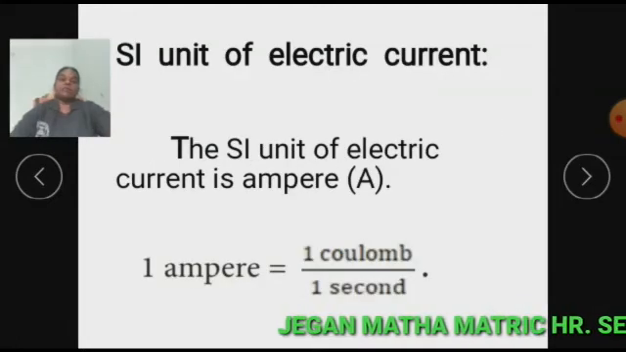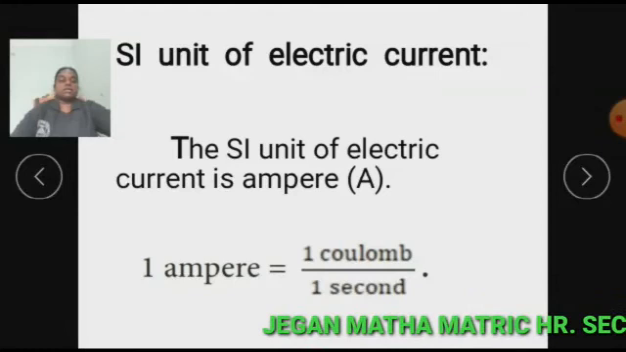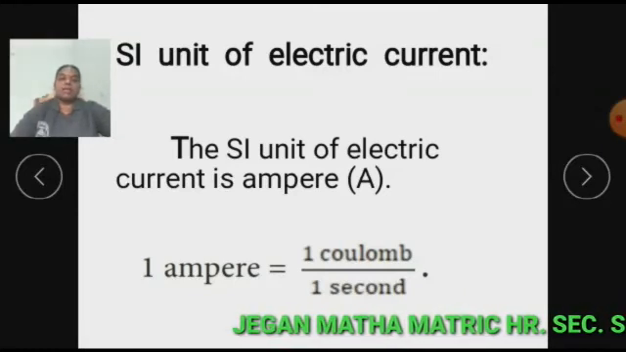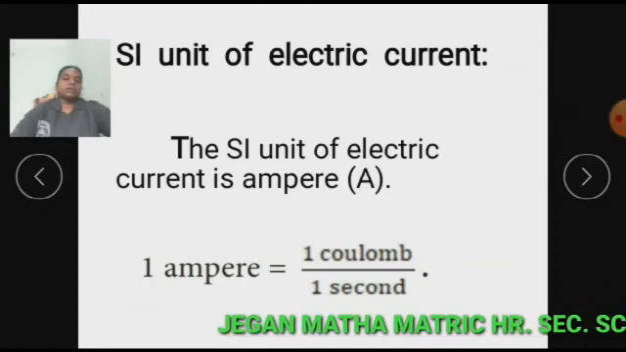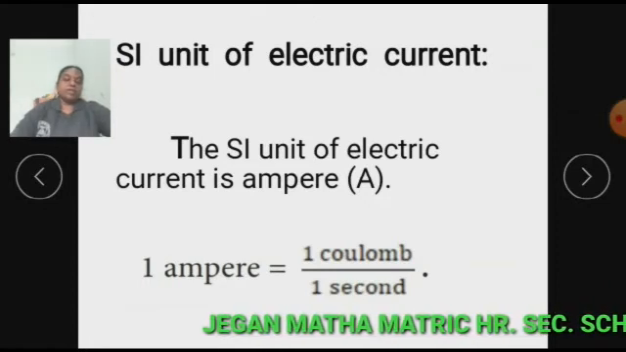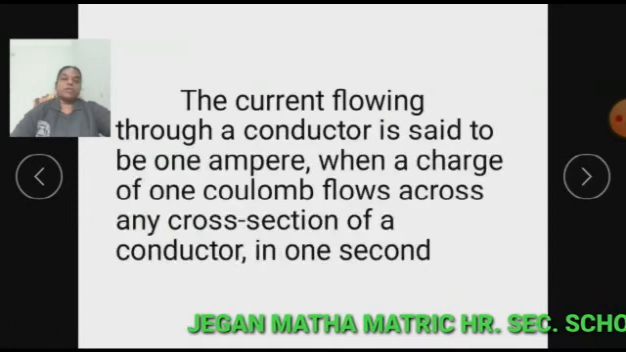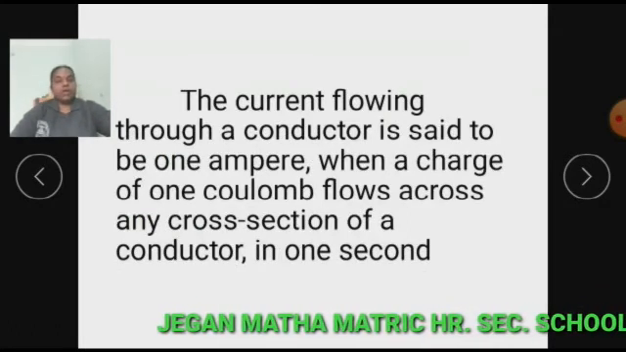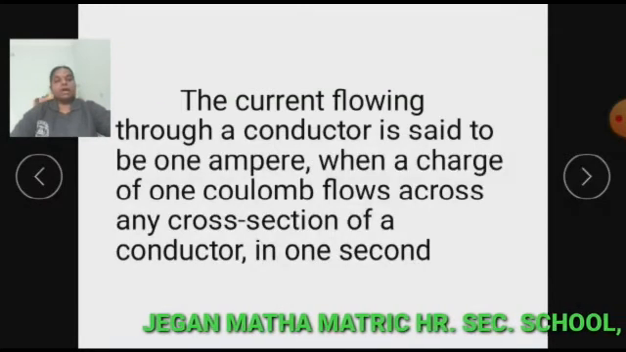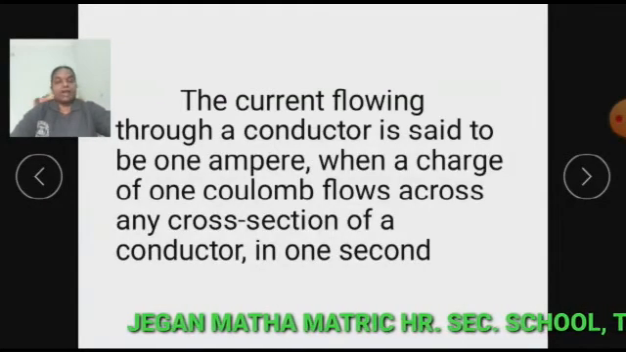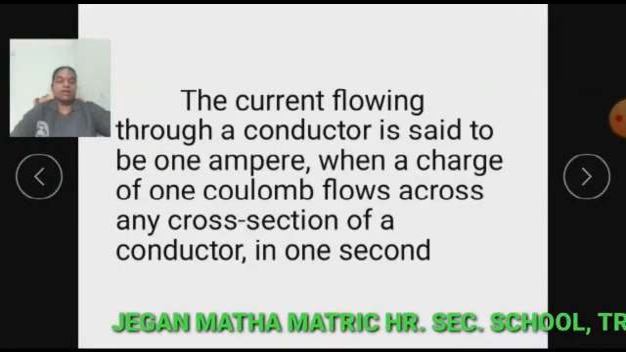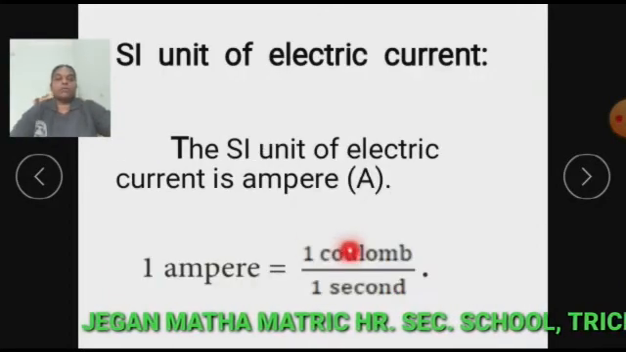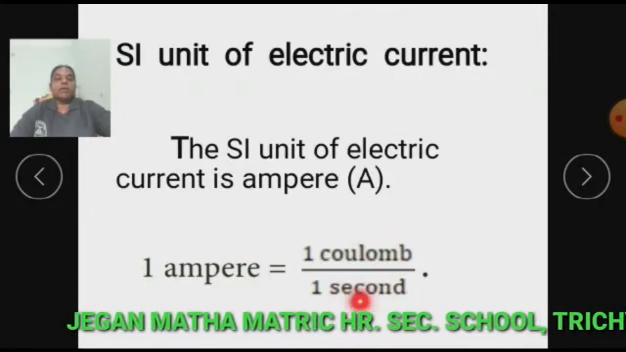SI unit of electric current. The SI unit of electric current is ampere, A. The current flowing through a conductor is said to be 1 ampere when a charge of 1 coulomb flows across any cross section of a conductor in 1 second. Hence, 1 ampere equals 1 coulomb divided by 1 second.